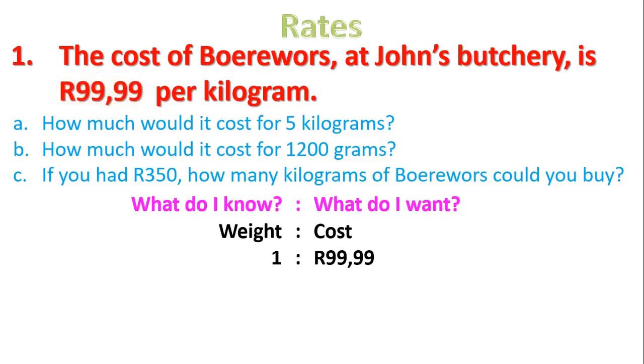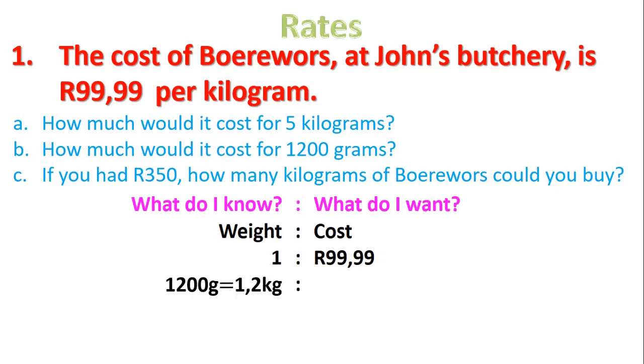Excellent. Now I look at my question B again. How much would it cost for 1,200 grams? Okay, so 1 kilogram equals that 1,200 grams. So actually what we need to do is take that 1,200 grams and change it to kilograms. If you remember, to go from grams to kilograms, we divide by 1,000. So 1,200 grams equals 1,2 kilograms.